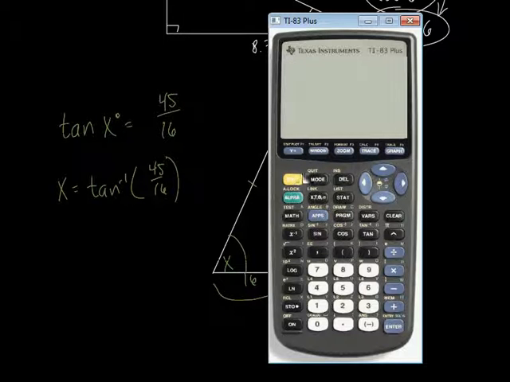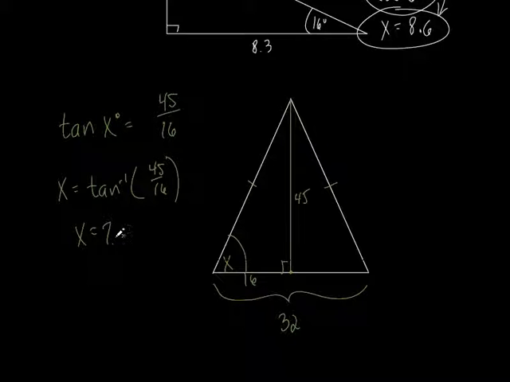And so second function tangent of 45 over 16. 45 divided by 16. And then there you go, 70.4. It says round to the nearest degree, so I wouldn't go 0.4, would I? It says round to the nearest degree, so x equals just 70 degrees.